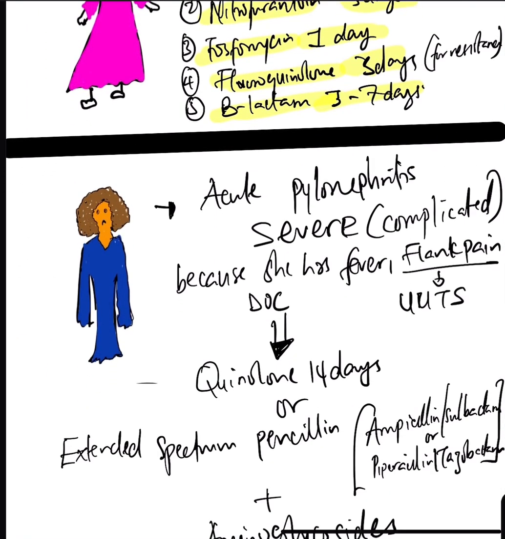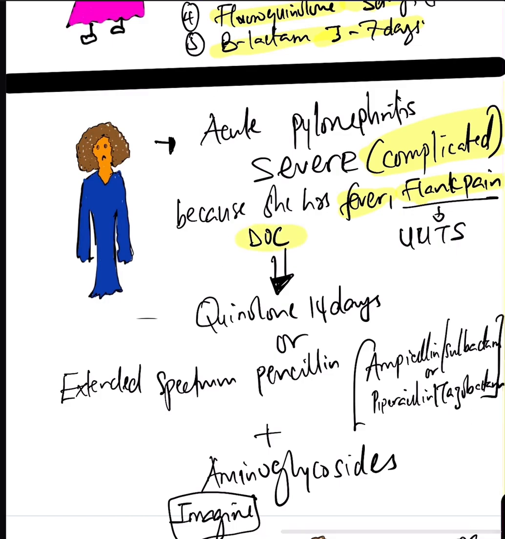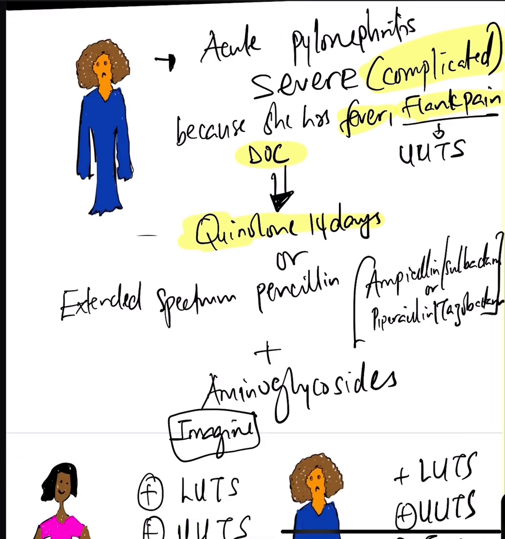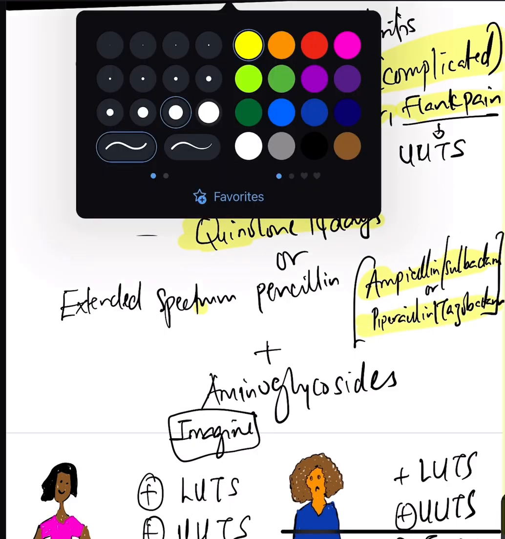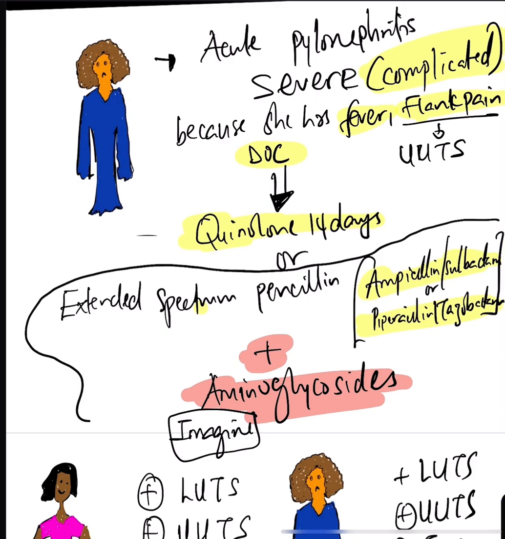And let's say this patient with acute pyelonephritis, which is complicated if you remember, because we gave her IV drugs, as she has fever, flank pain, and she was in severe pain. So what do we give her? The drug of choice is quinolone for 14 days. That's like Cipro and Levo. Or we give her an extended spectrum penicillin, which could be ampicillin sulbactam or piperacillin tazobactam. But we also need to add aminoglycoside to cover for Pseudomonas. So we give aminoglycoside plus this drug. So this is the drug of choice. These 2 drugs together.